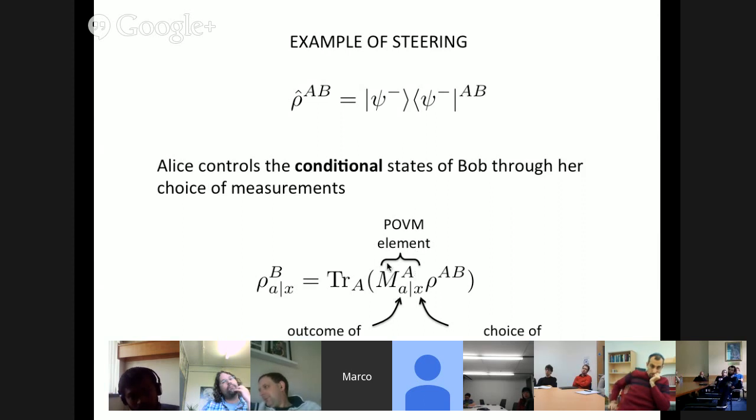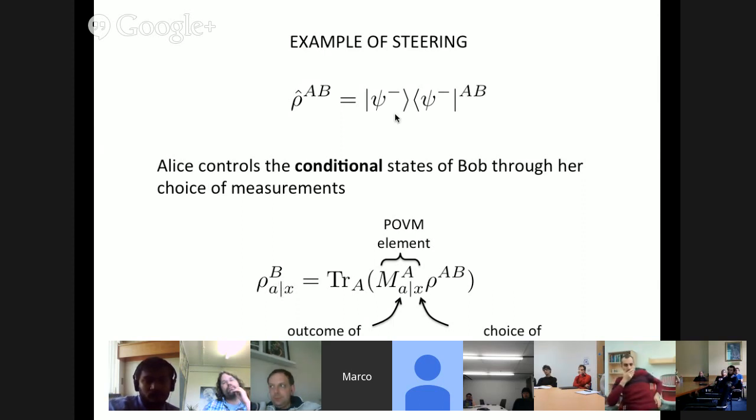Here we have a POVM element of Alice, where x is a label for the choice of measurement. Alice will have more than one choice for the measurement. a stands instead for the outcome of that measurement. This is formalized as a POVM element, and by the partial trace on Alice, we get the conditional state of Bob.